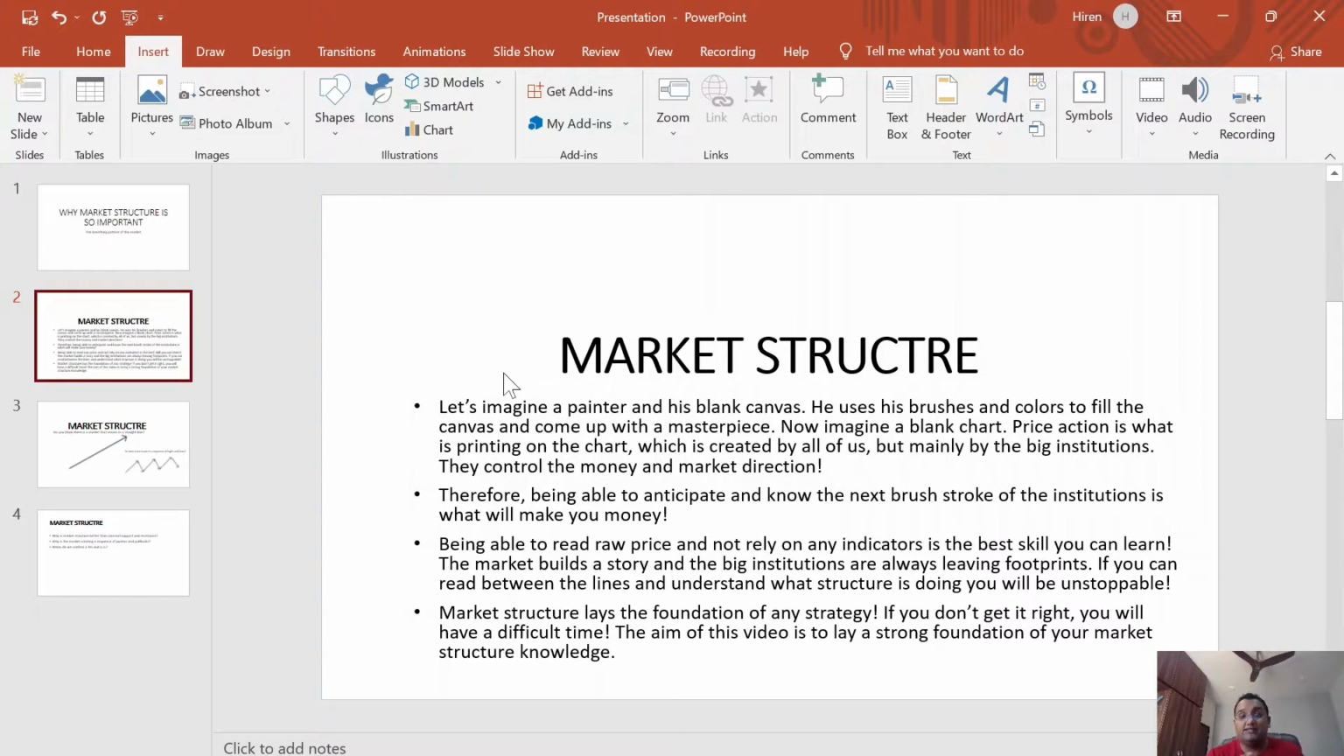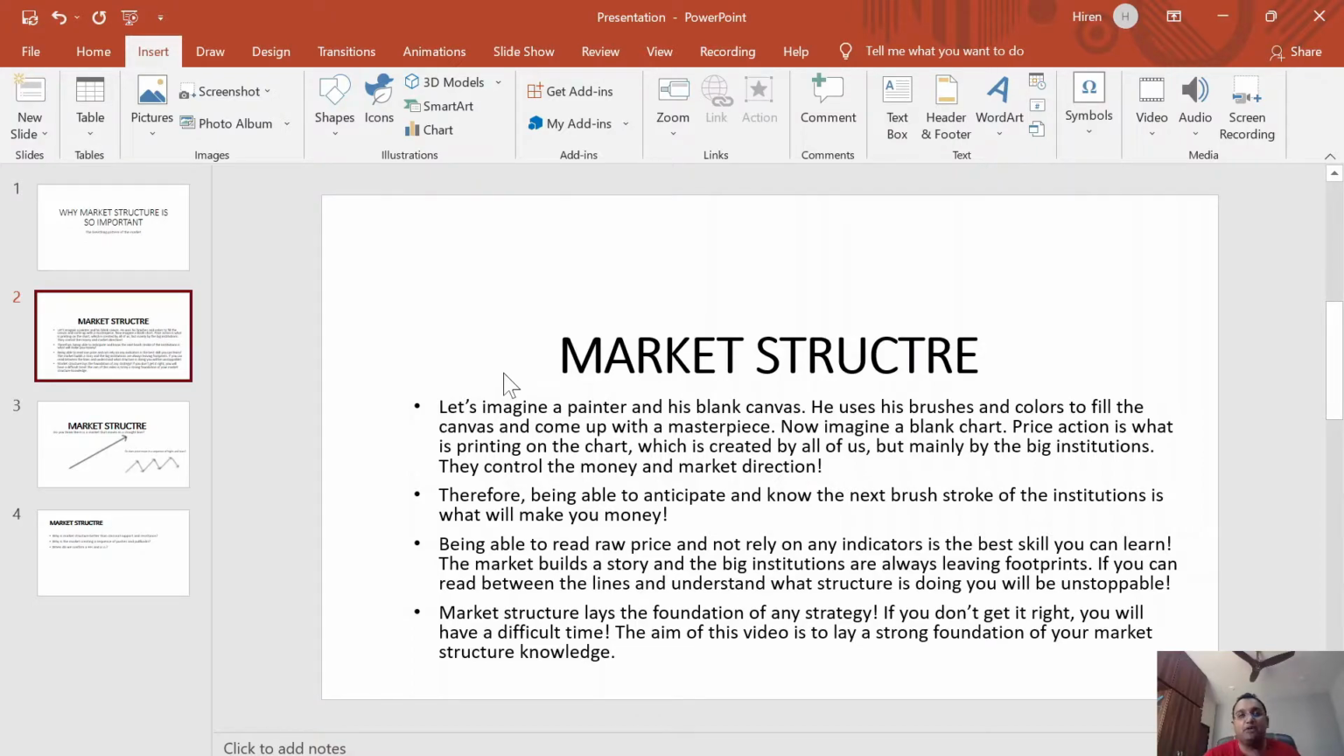Because if you know where the institutions are going to go from a certain level, if you know where the market is going to move, if you know the next move, the next brush stroke, then you are potentially going to get into the trade. This is how you're going to be making money. You need forecasting skills, but market structure makes it super easy for us to do that.